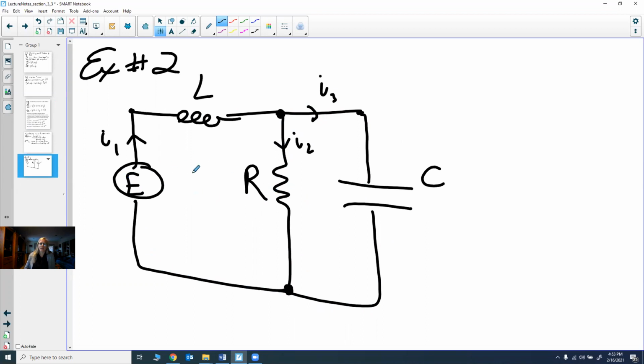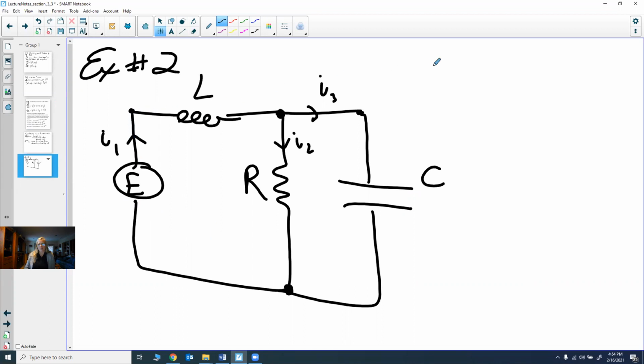Let's see if we can't. And there are more complicated circuits that exist out there, with more resistors and resistors that are branching. We're going to look at a fairly simple LRC circuit right now. And so let's see what happens.